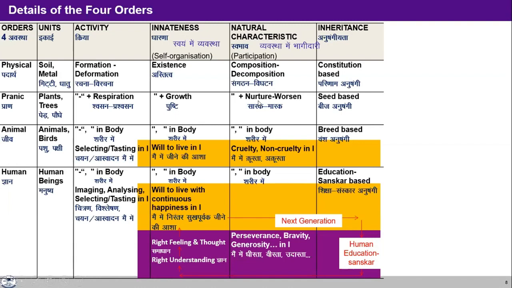One case would be nurturing and nurturing. So there is one unit of bio order coexisting with another unit of bio order, and both are getting nurtured in the process. There could be a case of nurturing and worsening. So one is getting nurtured and the other is getting worsened. The third possibility is worsening and nurturing. One is getting worsened and the other is getting nurtured. And the fourth possibility is worsening and worsening. So I'll take examples of each.